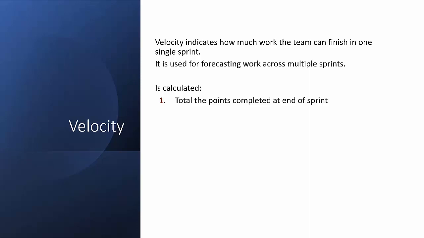And the way you calculate velocity is that, first of all, you sum up the number of story points that you're able to do in each sprint. By the end of the sprint, how many story points did we do for each of the stories? And then you make an average. On average, in each sprint so far, we've been able to do 100 story points. And that average is your velocity, is the velocity of that team.